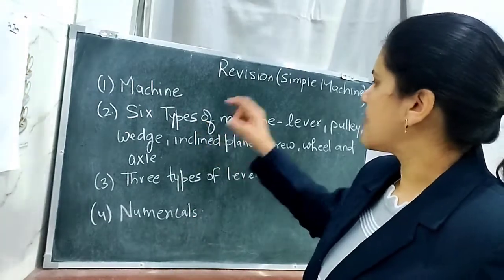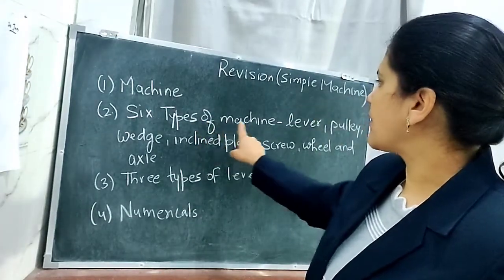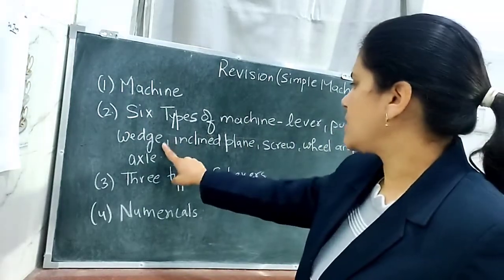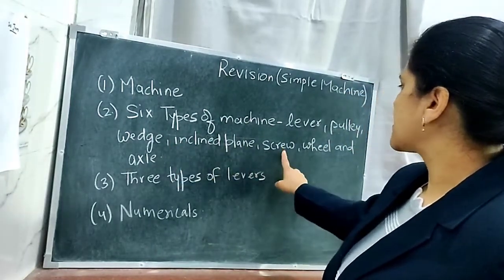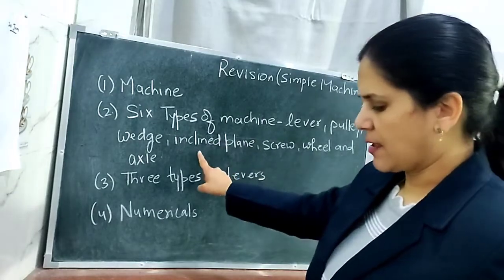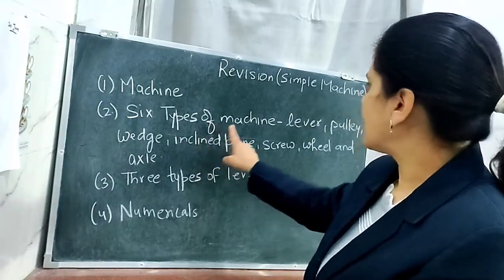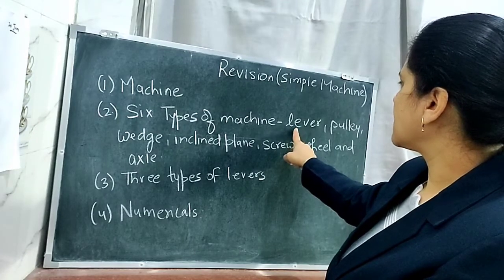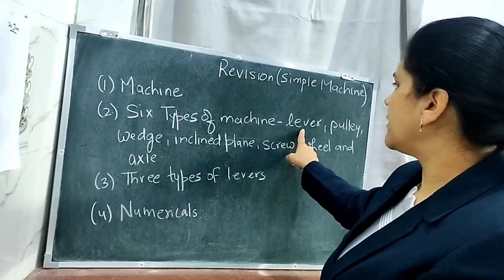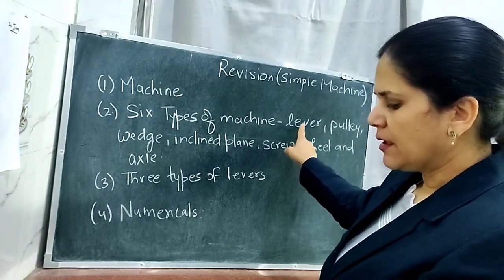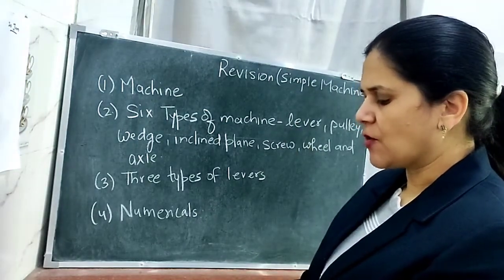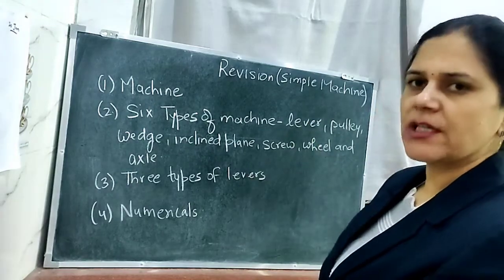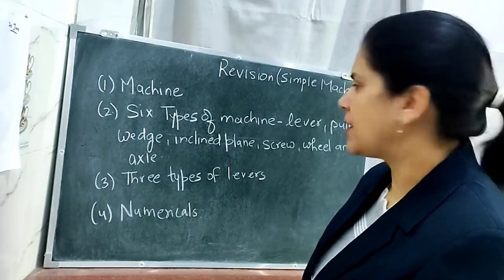Now in this chapter we will be taking up 6 types of machines: lever, pulley, wedge, inclined plane, screw, wheel and axle. First of all, let us know about the lever. What is a lever? A lever is a simple machine which we commonly use in our daily life. It is a rod which can rotate about a fixed point called the fulcrum.